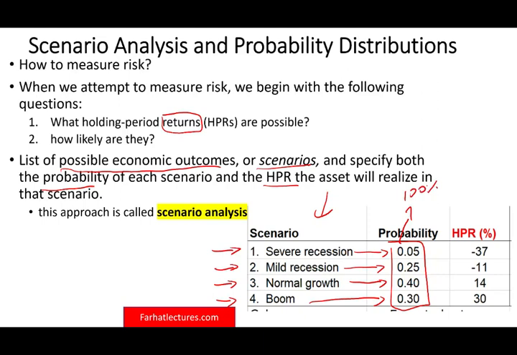Now we have to guess or estimate our possible holding period returns given the different scenarios. In a severe recession, we might have a holding period return of negative 37%. Now, if you don't know how to compute the holding period return, please go to the prior session because I did show you how to compute this. In a mild recession, we could have negative 11%. Normal growth, we could have a positive 14%. In a boom, if everything goes well and the economy is booming, our investment should earn 30%. So basically what we did is we answered those two questions: how likely are they, and what's the holding period return?